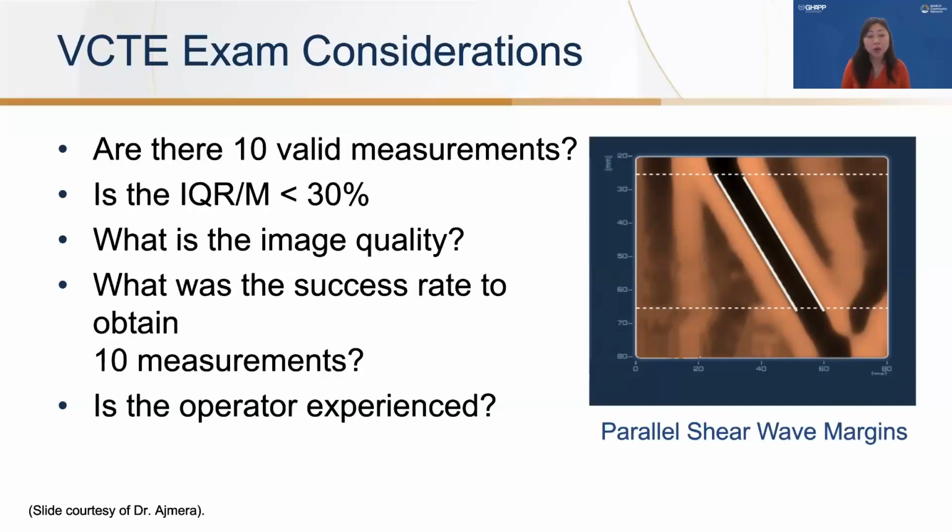Now, you also want to take a look at what was the success rate to obtain the 10 measurements. So if the technician has to do like 12 readings to get 10 measurements, then that's a good indicator that this exam may be good. But if the technician has to do 20 exams to get 10 measurements, this means that the technician kind of struggled a little bit with this exam, and so maybe not a good test.